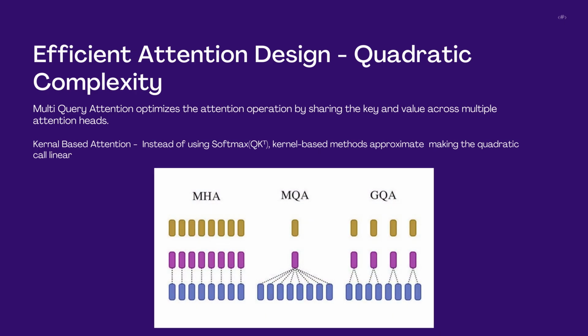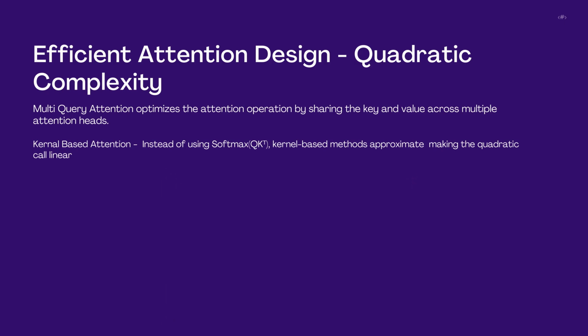This is a model optimization technique. As the name suggests, multi-query attention means that we use multiple queries, but we share the same keys and values across multiple attention heads. In the figure, the center one is multi-query attention. There is also grouped query attention, where you group some of these queries together. And there is also kernel based attention. Right now we are using softmax, as we saw in the example earlier, but you can also use kernel based optimization techniques, which make the quadratic calculation linear.